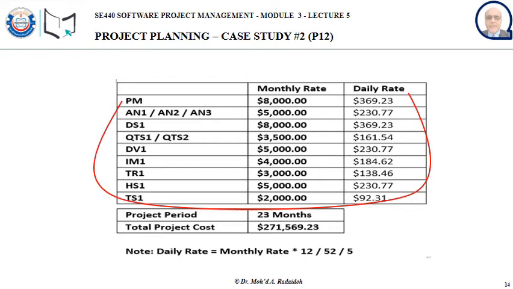Now, as far as our calculations, if we look at the overall project, the project period should be around 23 months, and the total project cost is about $27,100. Anyway, to check the details, you need to get the case study itself and run it through the Microsoft Project and try to move back and forward with the schedule and see how things go.